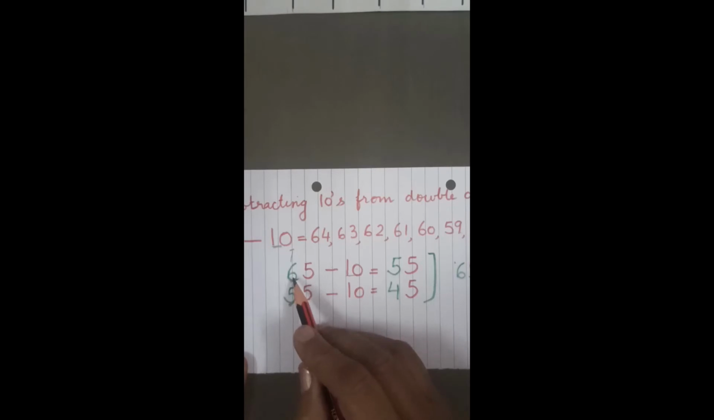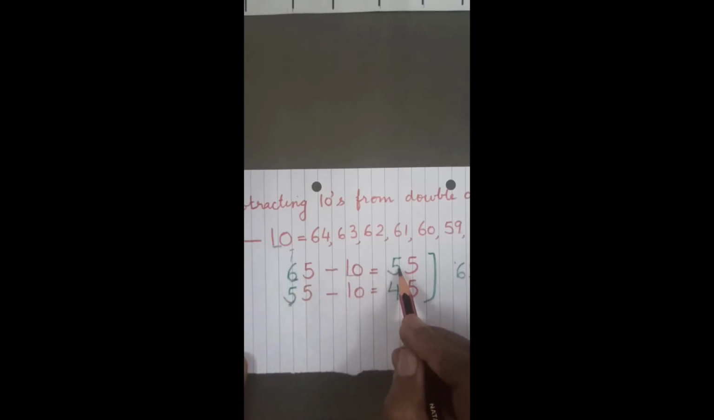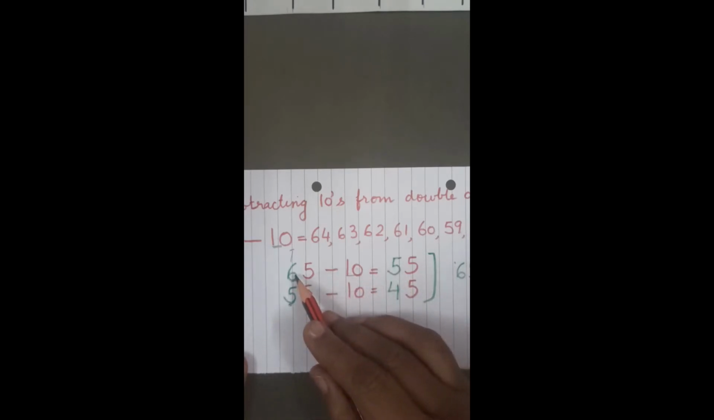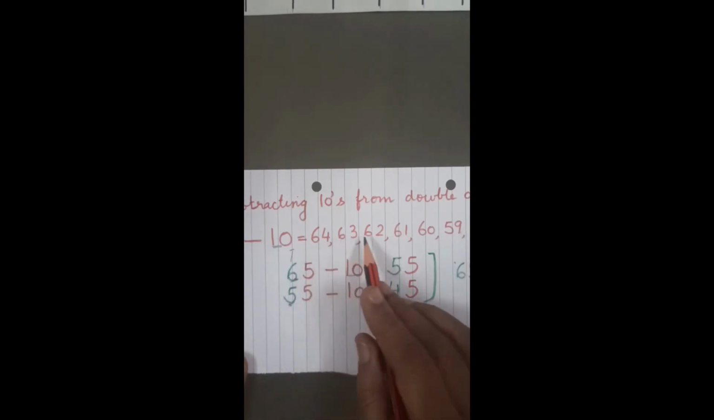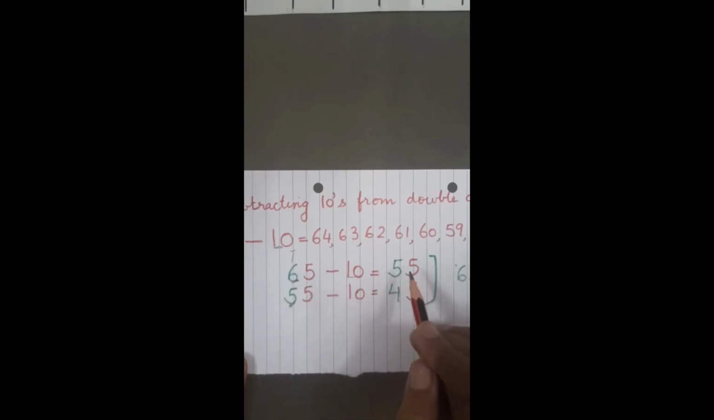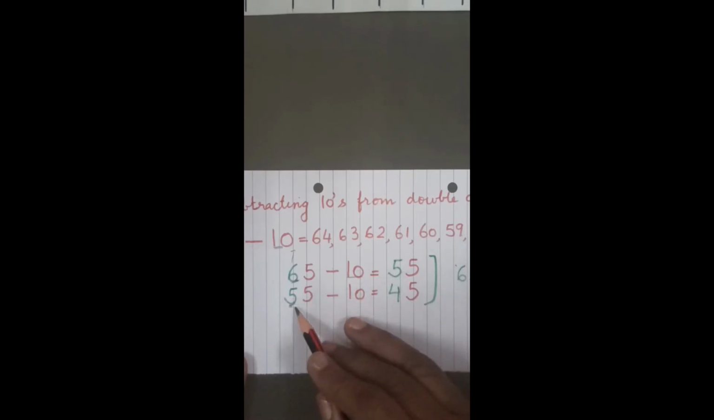So when we subtract 10 from 60, we get 50. That means the digit at the tens place decreases by 1 and becomes 5. So 6 becomes 5 and the number now is 55. Similarly, when we subtract 10 from 55, where you have 5 at the ones place and 5 at the tens place.